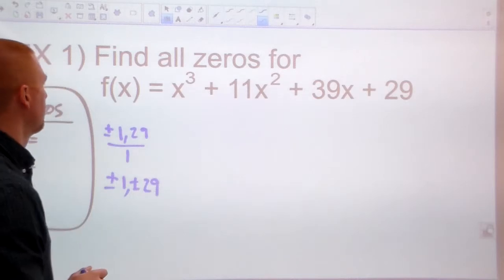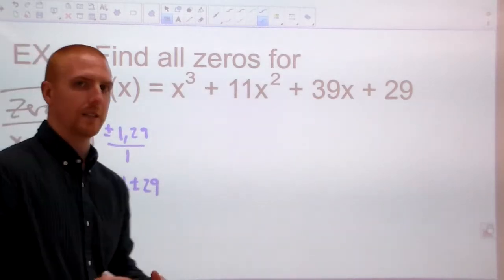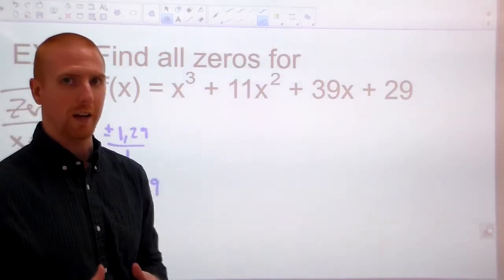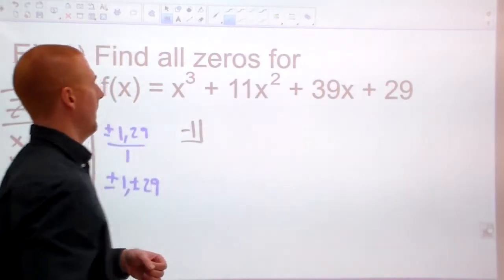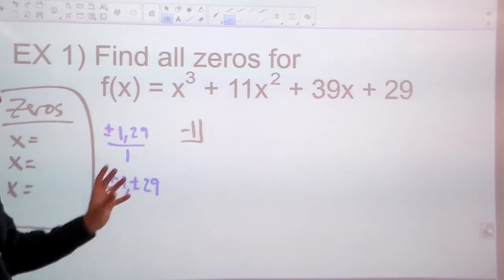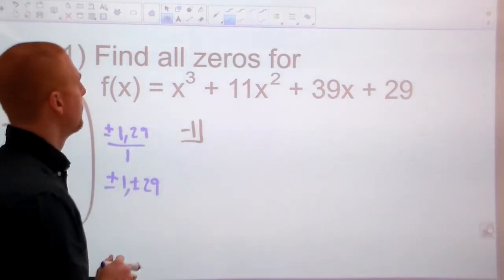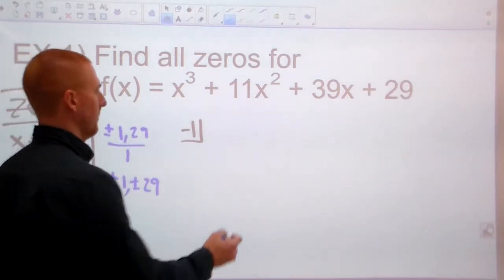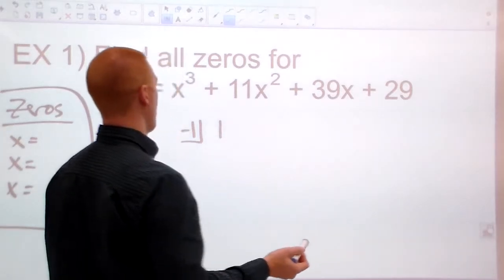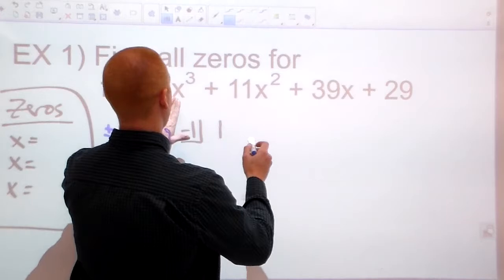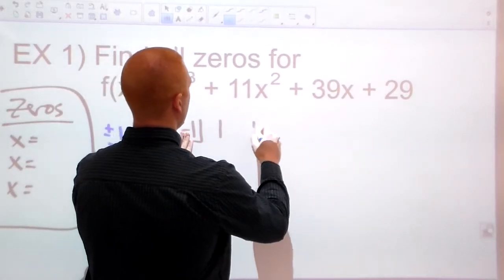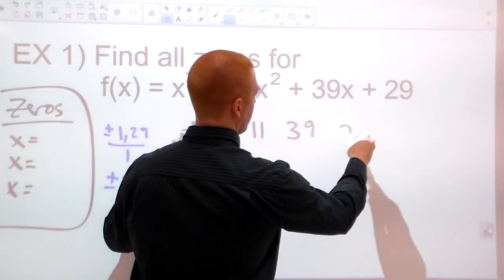Those are my possibilities. Now, for the sake of time, I'm going to cheat a little bit. I already know negative 1 is going to be one of these. But we can apply some of our other tests. And this one wouldn't be too bad because there's only 4 possibilities for rational zeros. So we really only have to do synthetic division a few times. And you're probably going to start with 1 and negative 1 anyway. I start with positive 1 first. When that didn't work, I moved to negative 1. And that would probably be your normal process.